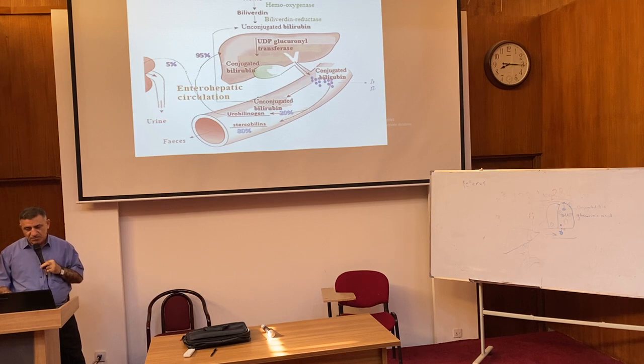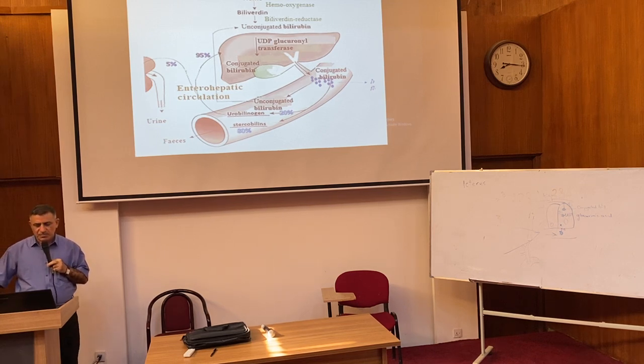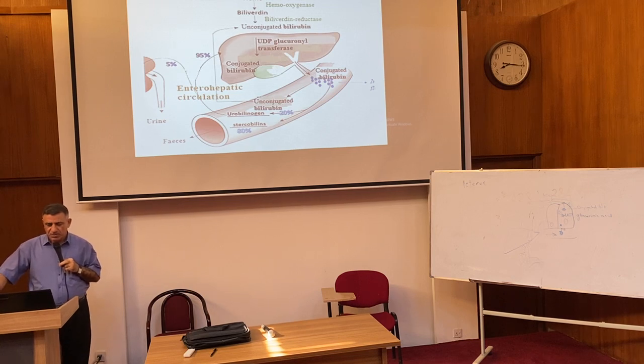This is a diagram of what we have talked about. Senescent erythrocytes, the mononuclear phagocyte system, heme oxygenase, biliverdin reductase, unconjugated bilirubin. UDP glucuronosyltransferase, UGT, and then excrete into the intestine.